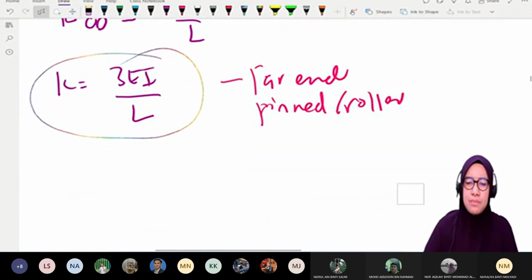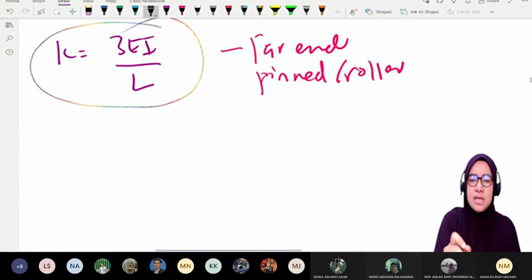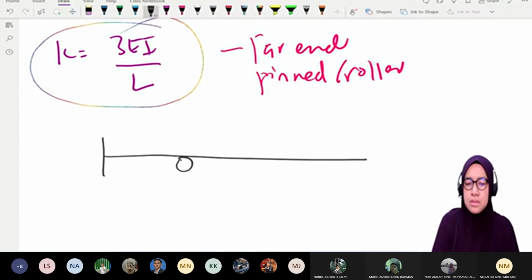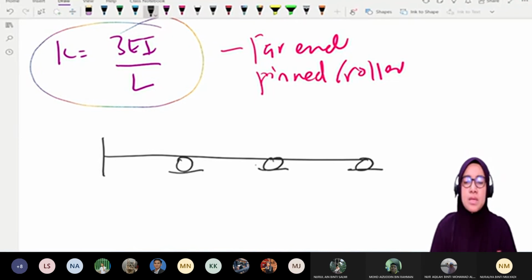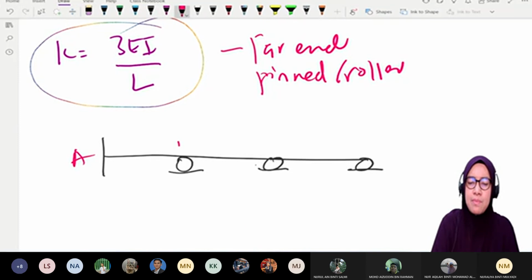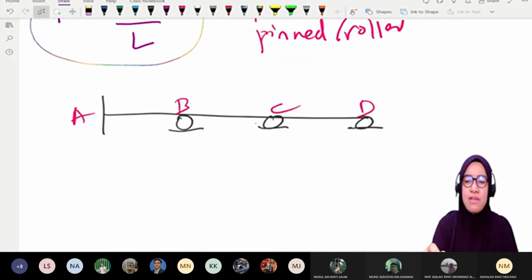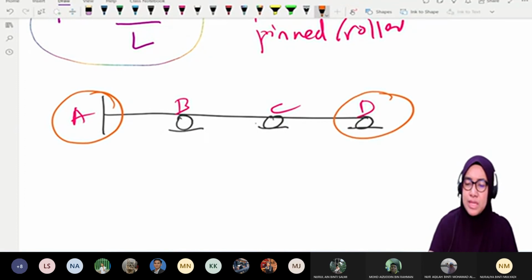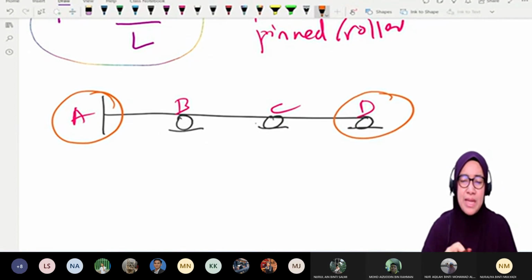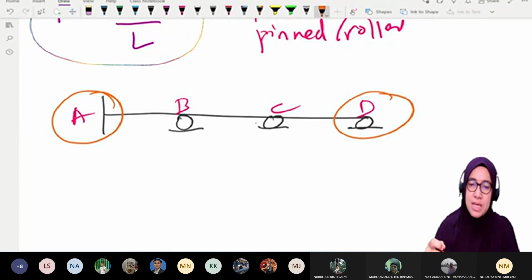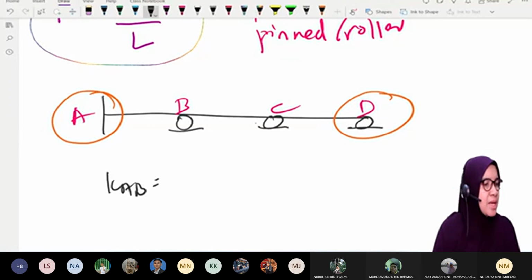Pin or roller. So what is the condition like? The condition is like this. Roller, roller, for example. So this is A, B, C, D. Again, far end refers to A, far end refers to D, because B and C are assumed fixed. So to calculate K for this beam, KAB, what do we use? 4EI or 3EI?